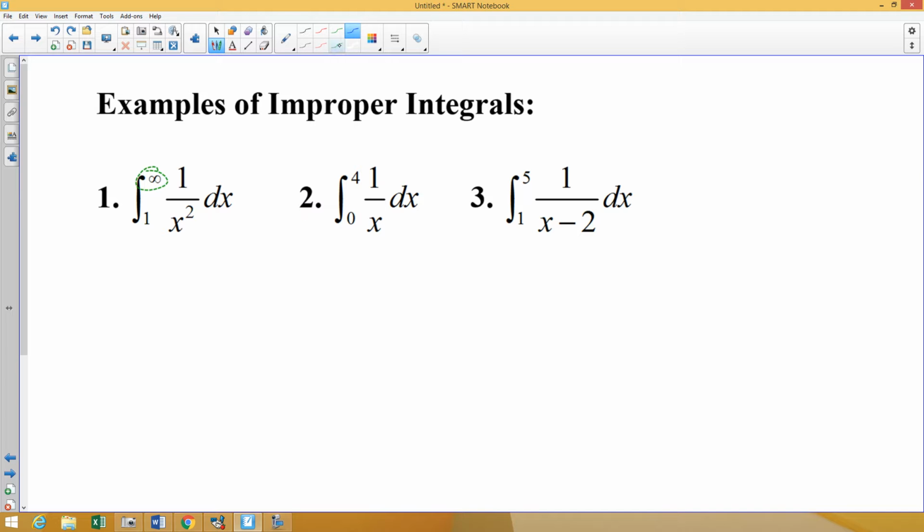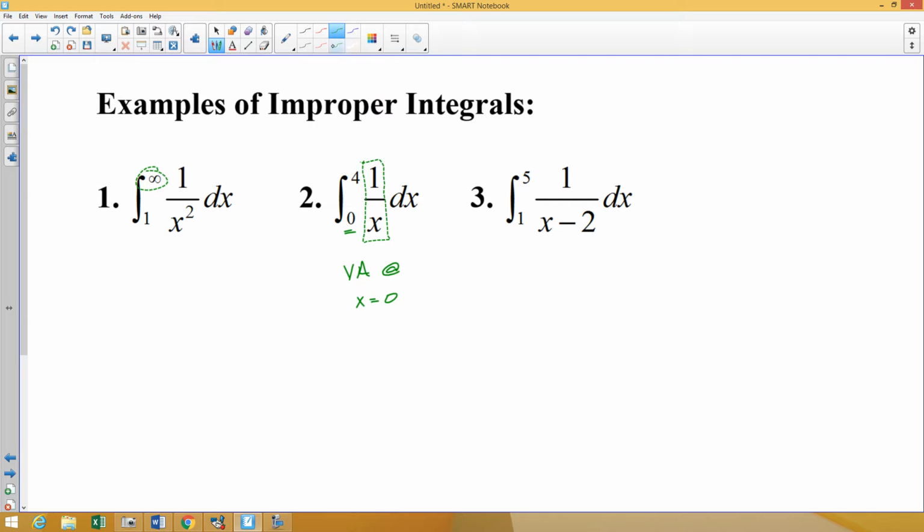However, if you're paying very close attention to the functions, which you should always do, the function 1 over x, if you were to graph that, it has a vertical asymptote at x equals 0. And 0 is one of the limits of integration. So this would be an improper integral. This one also is a little bit hidden.